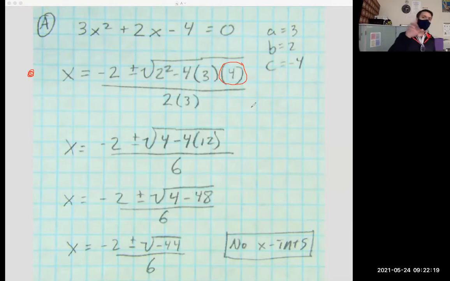And that's in the discriminant part. So you might make that mistake when you're doing your discriminants today. Please don't. Be very careful substituting in the values. Okay, let's look at another one.